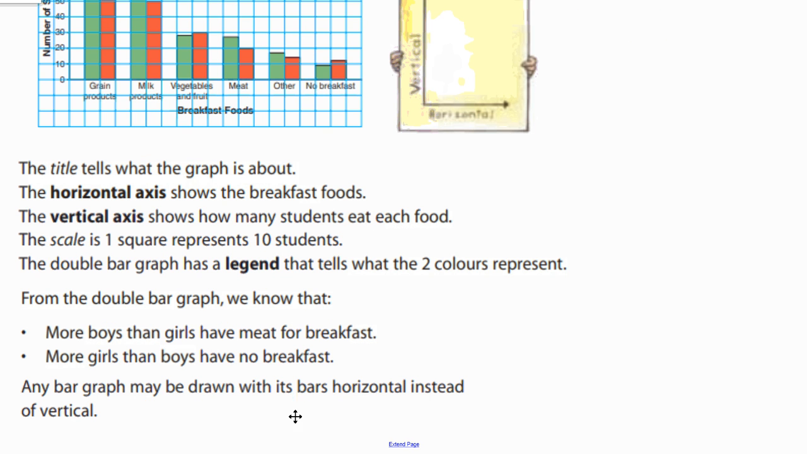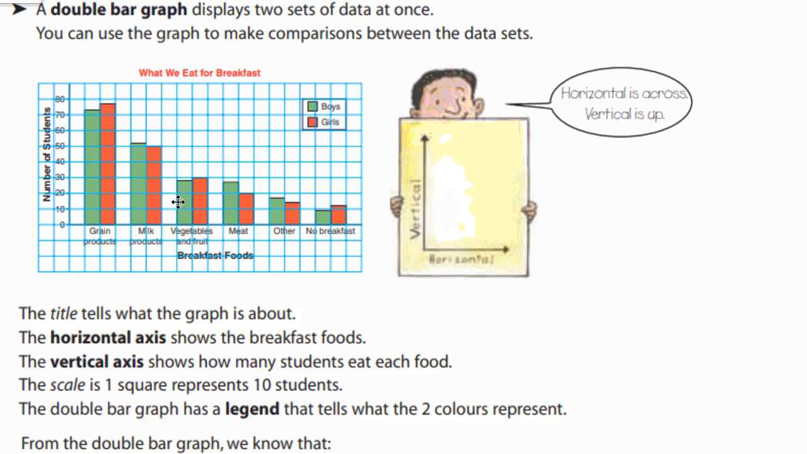Any bar graph may be drawn with its bars horizontal instead of vertical. So I could take this graph and I could actually flip it on its side and it would tell me the same type of information.